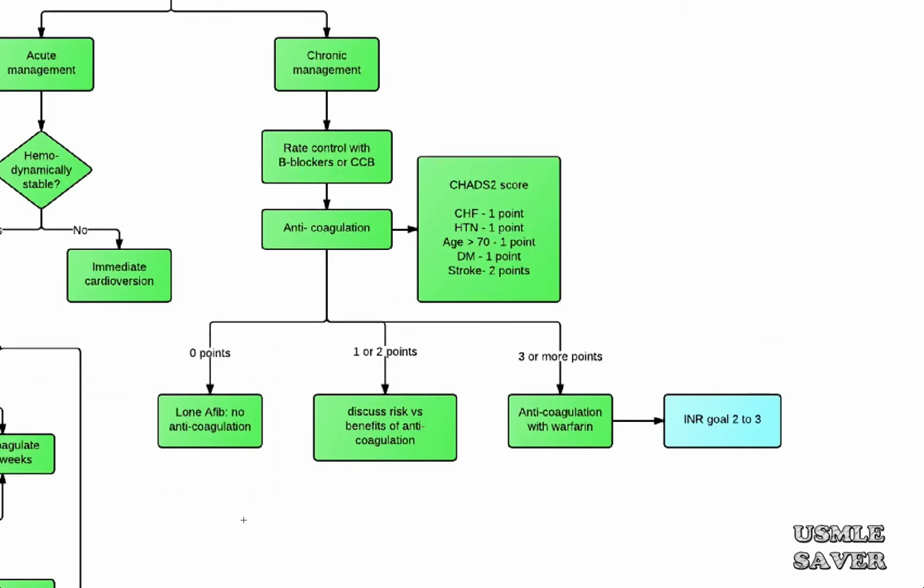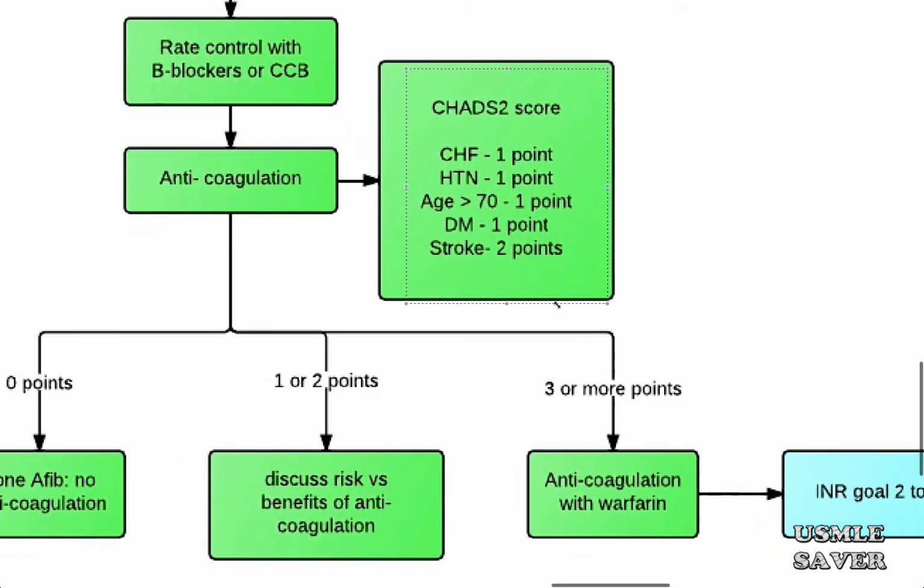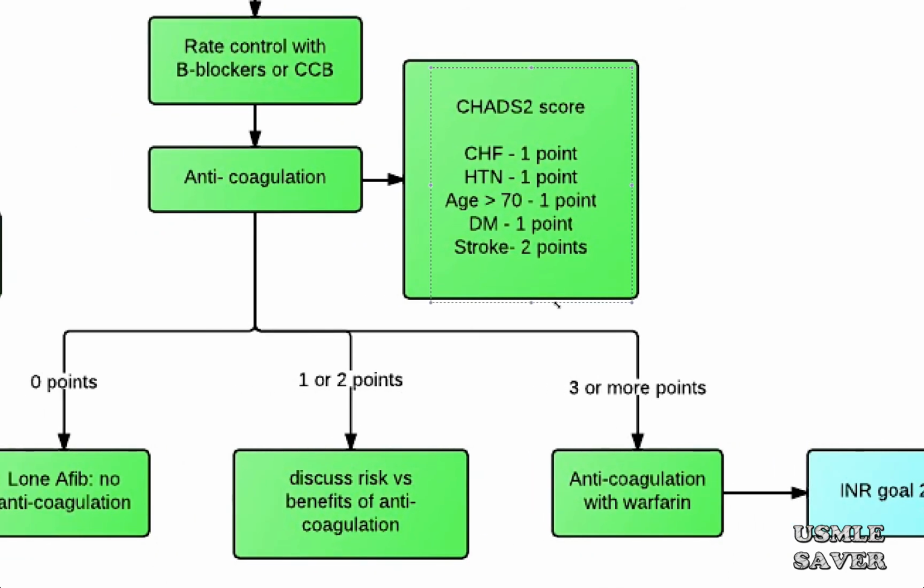Now let's move on to chronic management of AFib. You might get a question from this section, so make sure you know how to manage these patients. First you want to control the patient's rate with either beta blocker or calcium channel blocker. And then you want to anticoagulate these patients, but there are criteria for anticoagulation, which is called CHADS2 score. So here, C stands for CHF, H stands for hypertension, A stands for age more than 70, and D stands for diabetes. All these get 1 point each, and S2 stands for stroke, which gets 2 points.